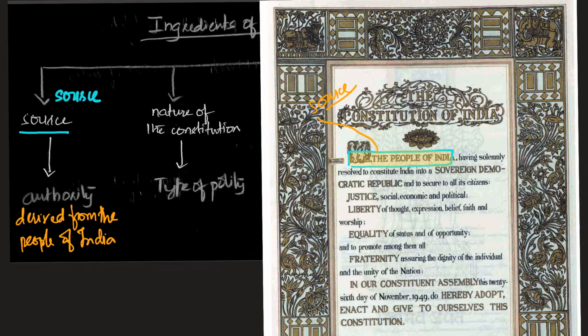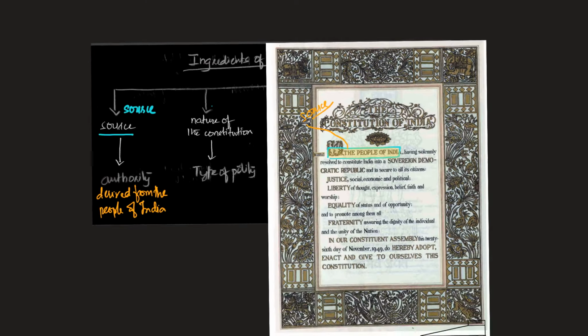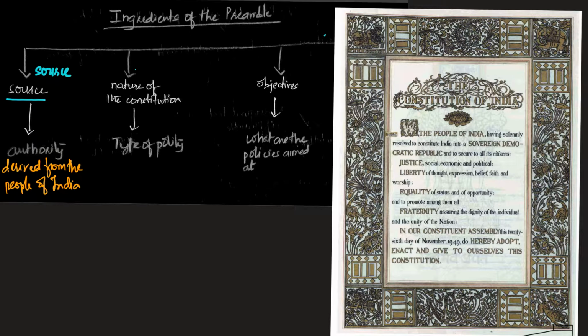Now that we understood the source of the Indian constitution, let us identify the nature of the constitution. When we say nature of the Indian constitution, what do we actually mean? We are here to identify what would be the aim. That is the more correct way to say this.